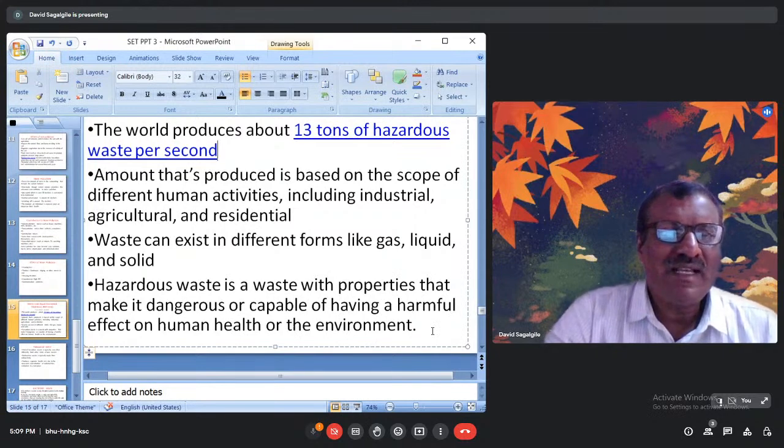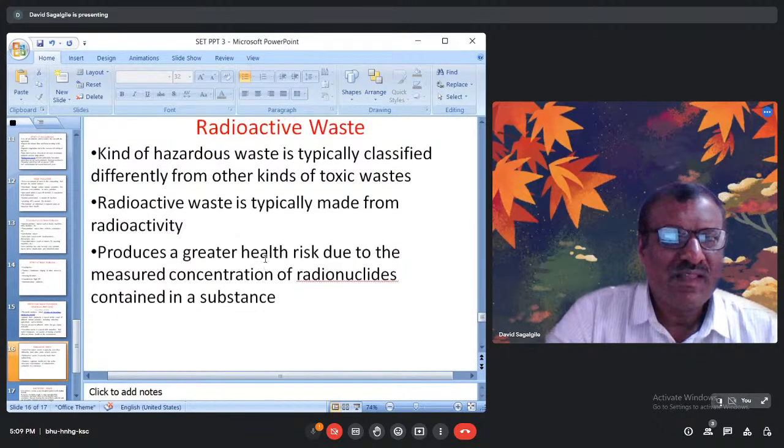Take for example, plastic. Plastic is also a kind of waste, though it is not a hazardous waste, but it is destroying the environment. So naturally, it is also a waste. But hazardous waste is something which has poisonous characteristics, so it is harmful for human health as well as the environment.